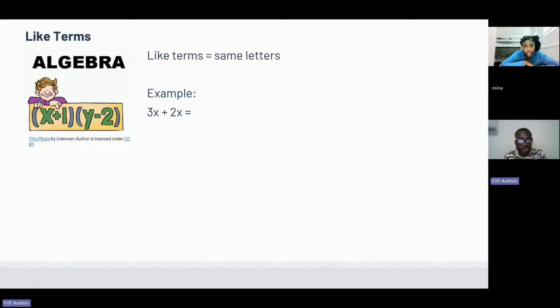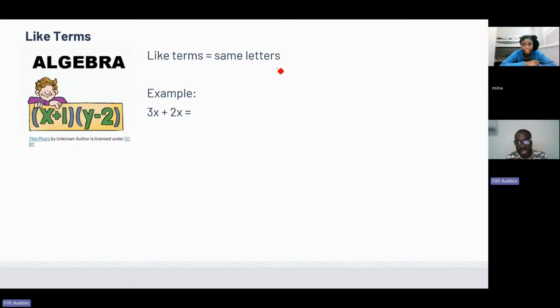Okay. So 3x plus 2x, what would the answer be? 5x. Because how did you arrive at 5x? Because 3x plus 2x is 5x, because 3 plus 2 is 5, and they're both x's. So the x's show that they are from the same family, right?